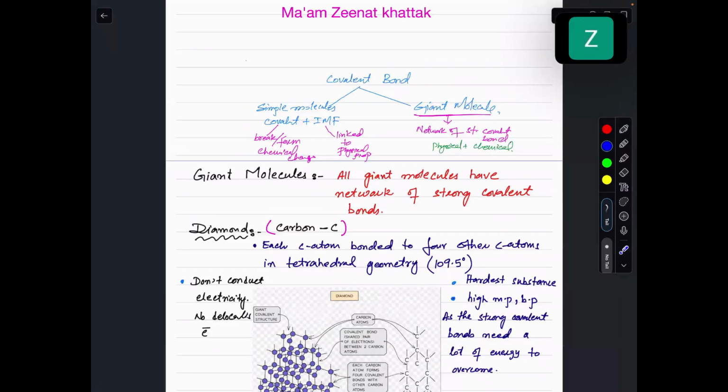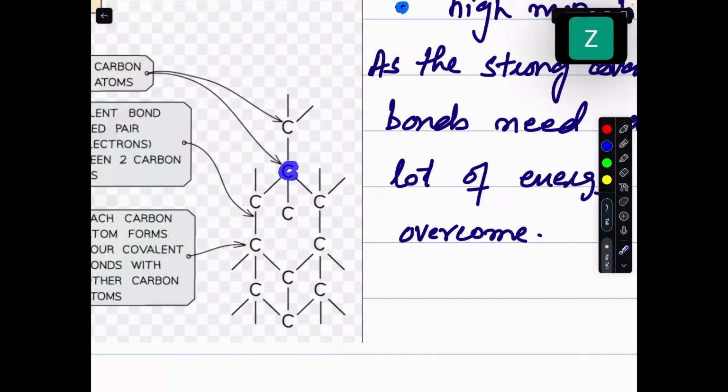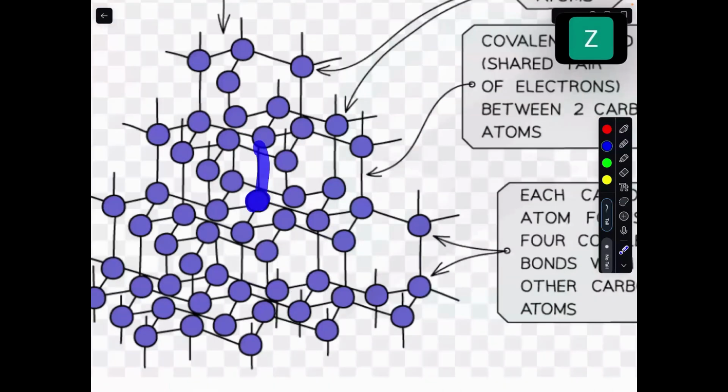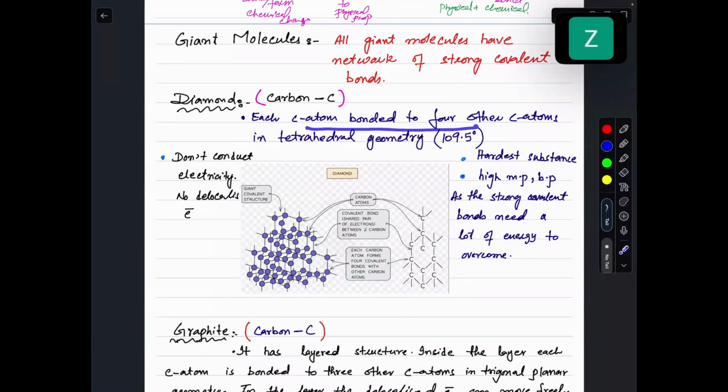The first one is what? Diamond. Diamond is what? Carbon. Each carbon is bonded to how many other carbon? 4. It's tetrahedral, 109.5 degree angles. So, each carbon is bonded to 4 other carbon atoms in tetrahedral geometry.